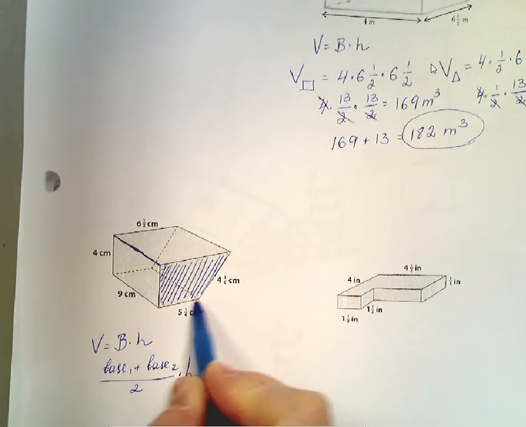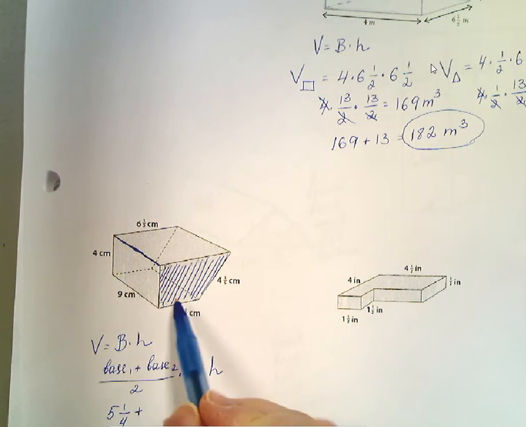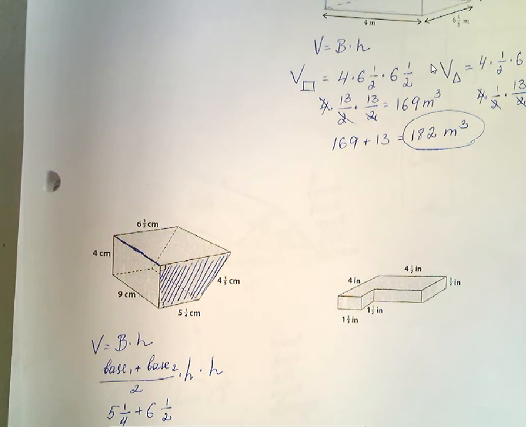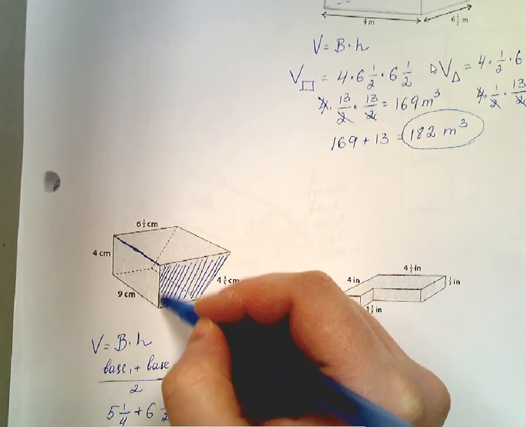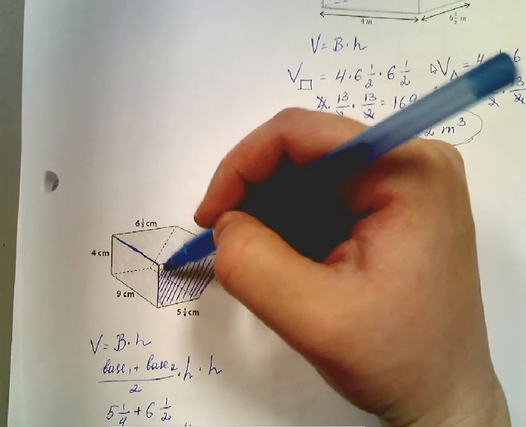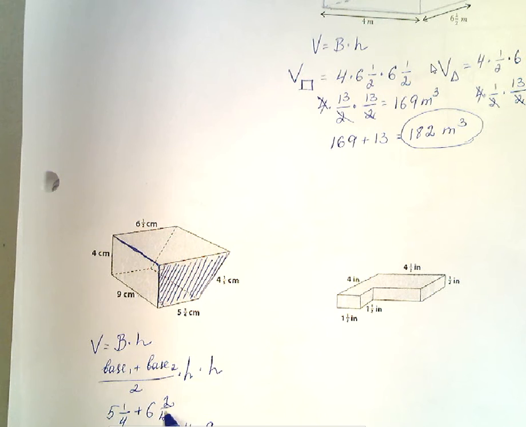Okay, so base 1 of the trapezoid is 5 1/4. And we would add base 2, which is this one, 6 1/2. We will divide that by 2. We would multiply it by the height of our trapezoid, which is right here, and that's 4 centimeters. And then we will multiply that by the height of the prism, which is right here, 9 centimeters. Okay, so here we have 2/4, if you want to do that. So we'll have 11 3/4.